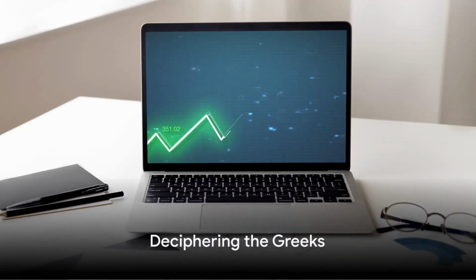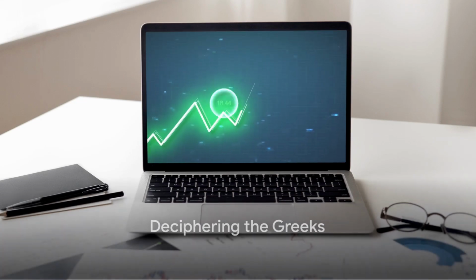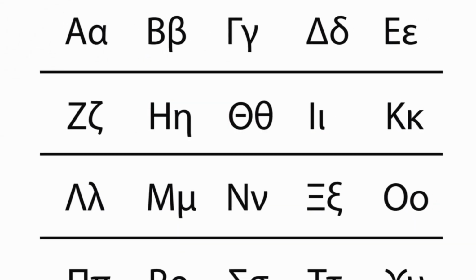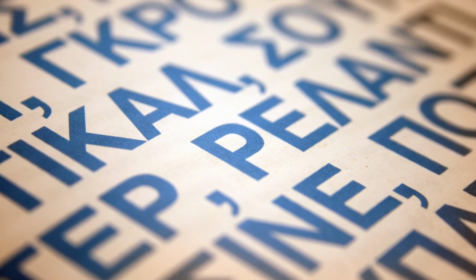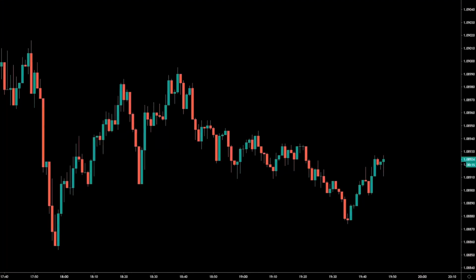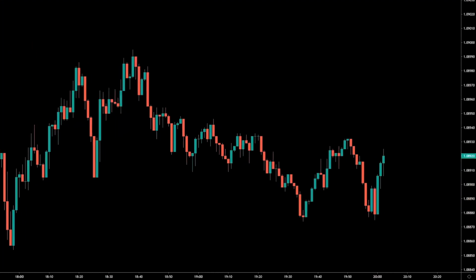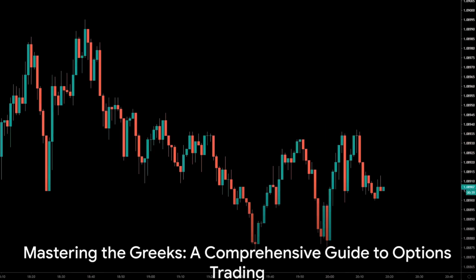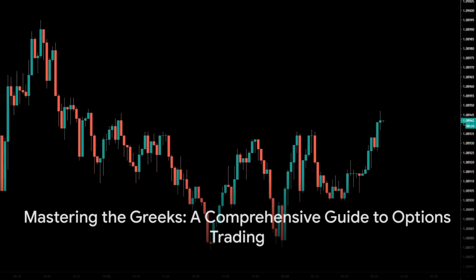Ever pondered the secret language of options trading? Why are Greek letters like delta, gamma, theta, and vega tossed around in the financial world? Well, traders use these Greeks to gauge shifts in options pricing. Let's decipher this cryptic language together, shall we?